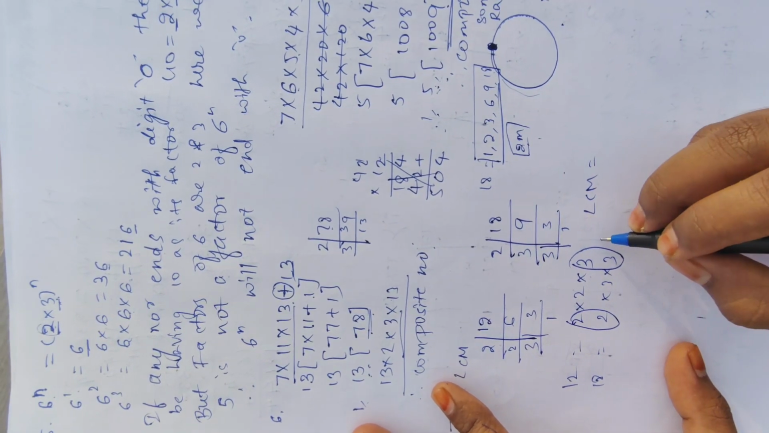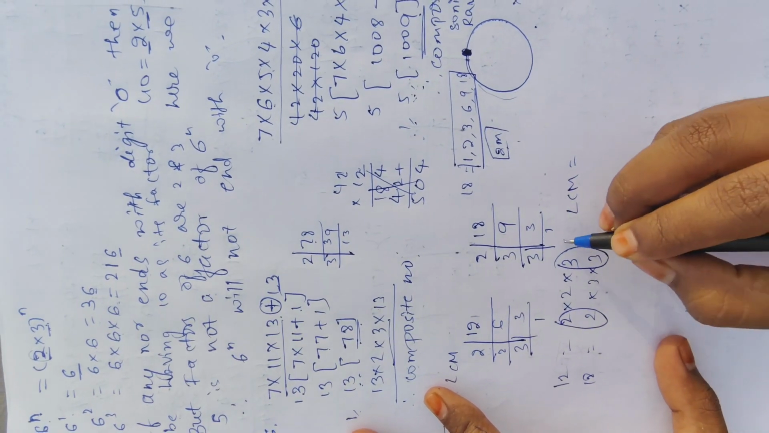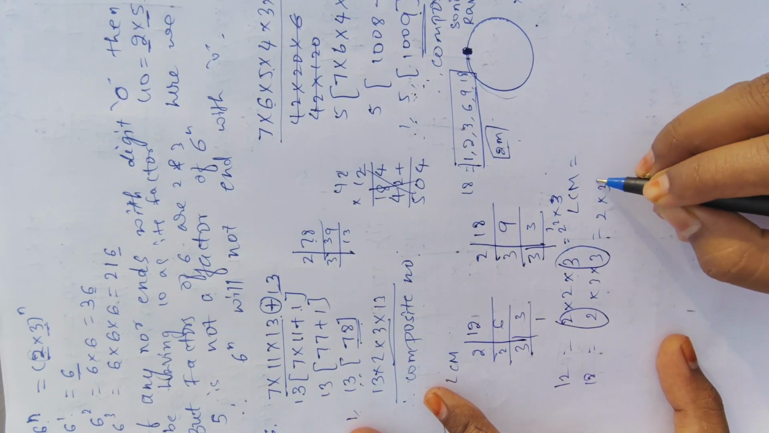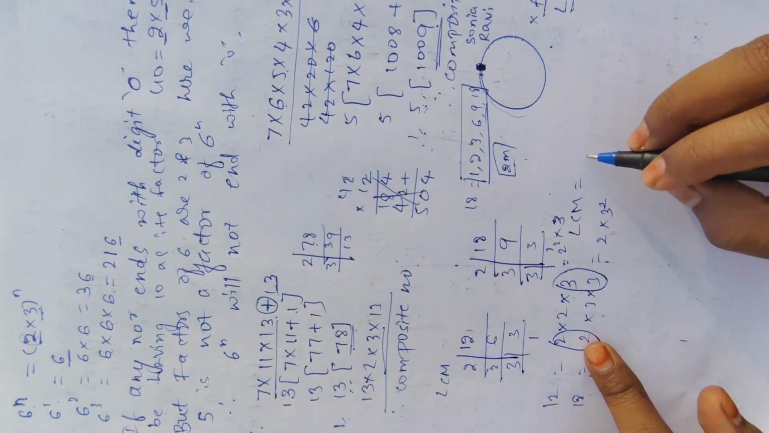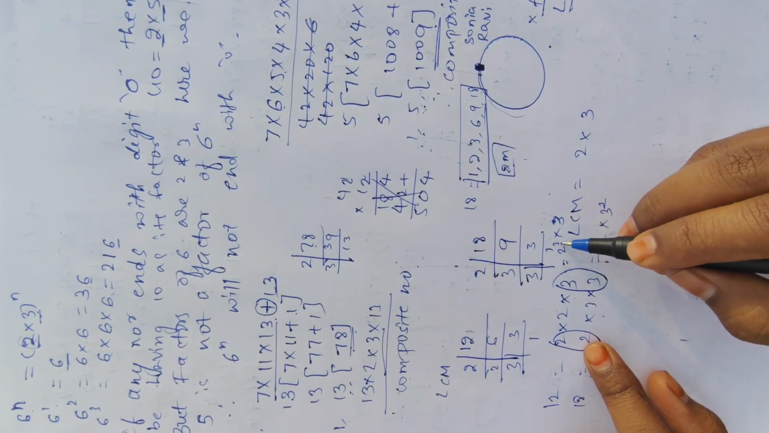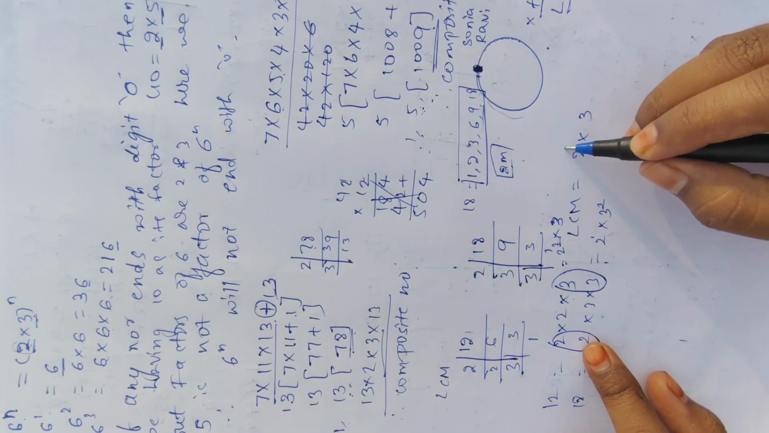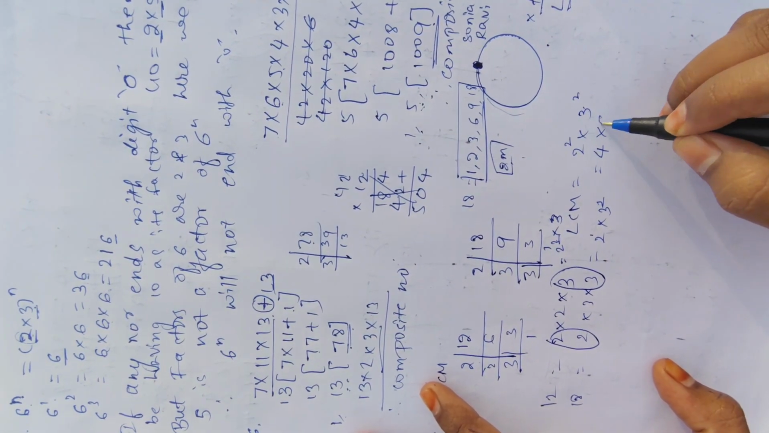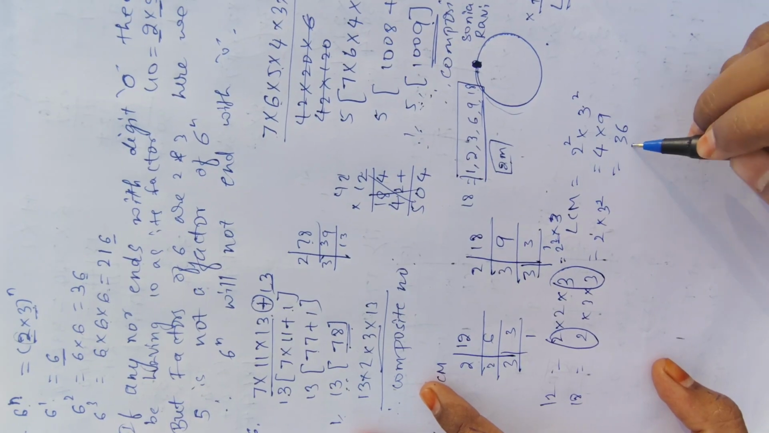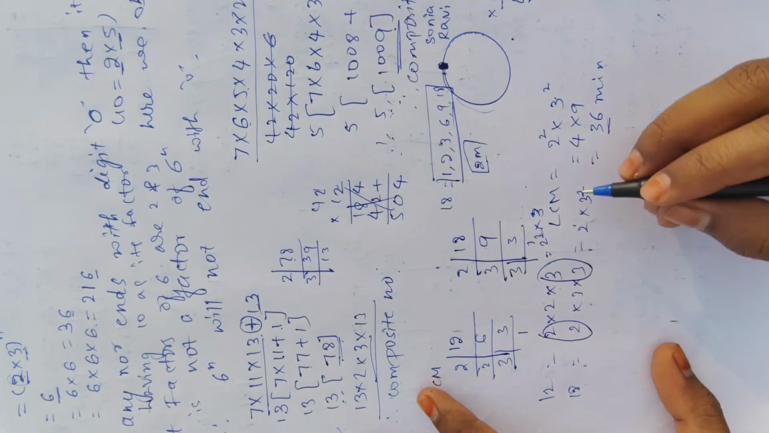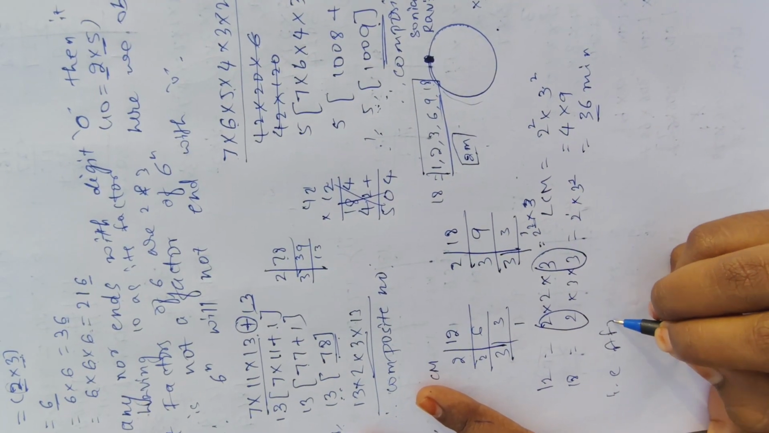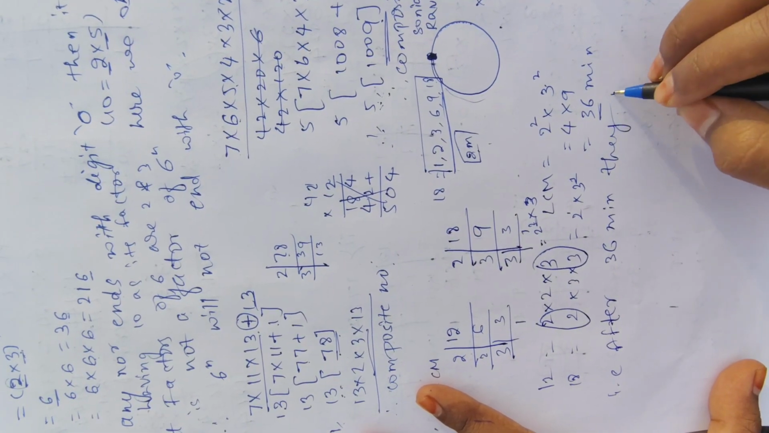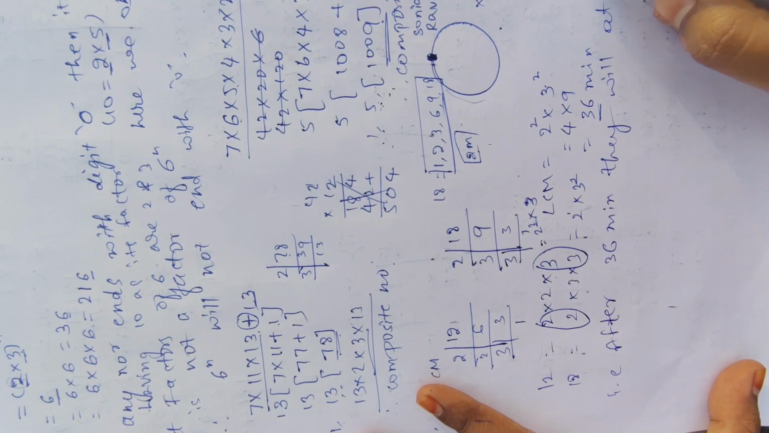So what is the LCM? We write 2 square into 3, and 2 into 3 square. We have to take all the prime numbers with the highest power. Here the highest power of 2 is 2 and of 3 is also 2. 2 square is 4, 3 square is 9, so the answer is 36. Therefore after 36 minutes they will meet at the starting point.